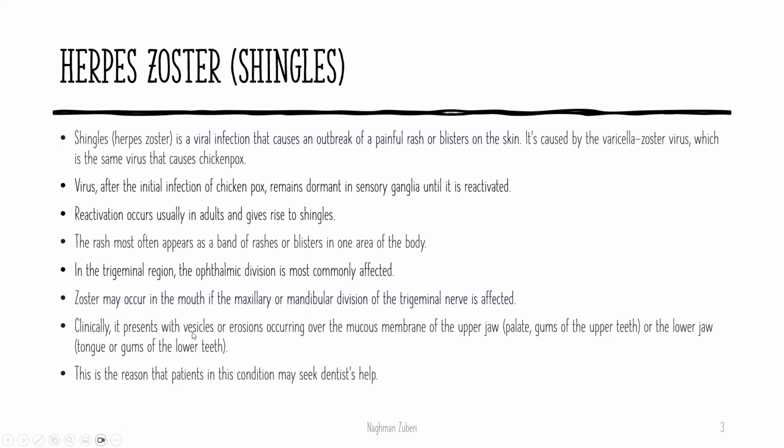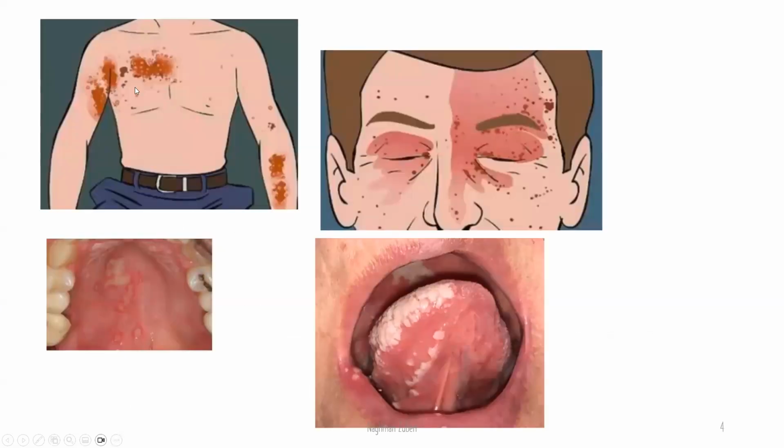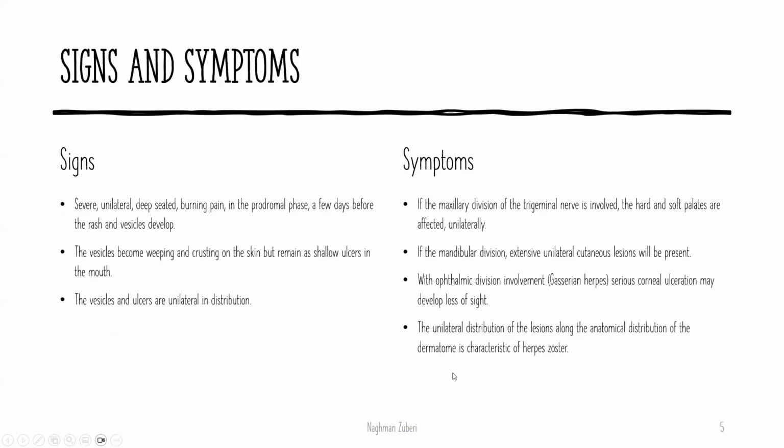Clinically, it presents with vesicles or erosions occurring over the mucous membrane of the upper jaw, palate, gums of the upper teeth, or the lower jaw, like tongue or gums of the lower teeth. This is the reason the patient would be seeking the help of a dentist, as the oral cavity is involved. So just to show you the picture, the vesicles could appear on the body, on the face, and intraorally as well.